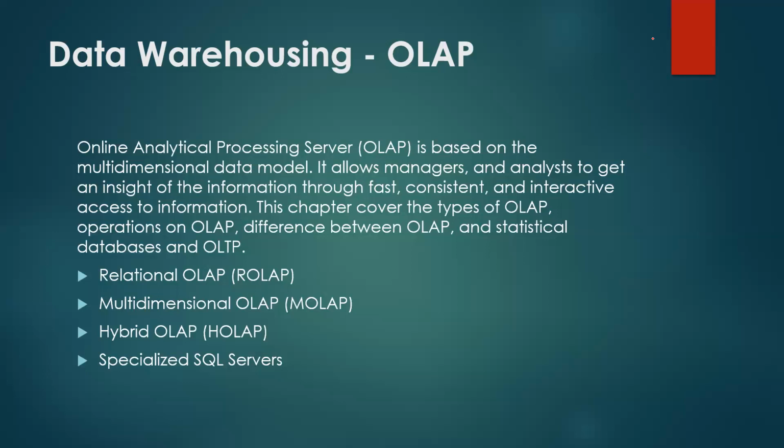In multidimensional OLAP, they use array-based multidimensional storage engines for multidimensional views of data. With dimensional data stores, the storage utilization may be low if the data set is sparse. Therefore, many MOLAP servers use two levels of data storage representation to handle dense and sparse data sets. So hybrid OLAP is a combination of both ROLAP and MOLAP. That's why it's called hybrid.